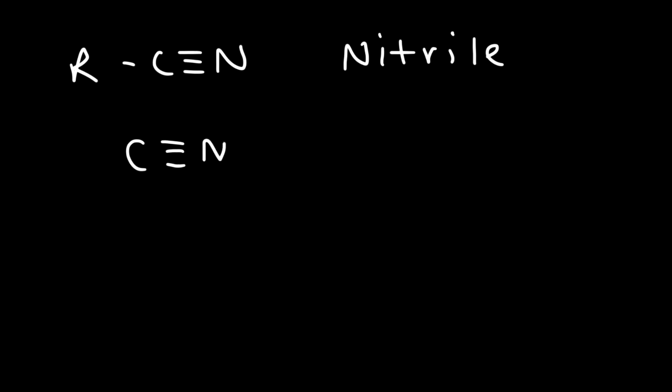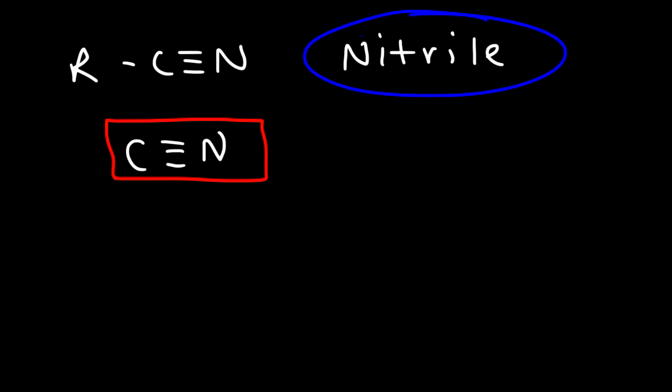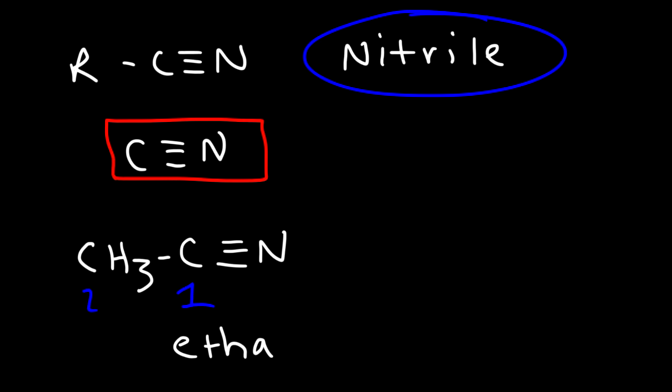The next one is a nitrile. So if you see a triple bond between a carbon and a nitrogen atom, you have a nitrile functional group. Here's a good example of one. CH3C triple bond N. So we have a total of 2 carbon atoms. And so this is going to be called ethanenitrile.